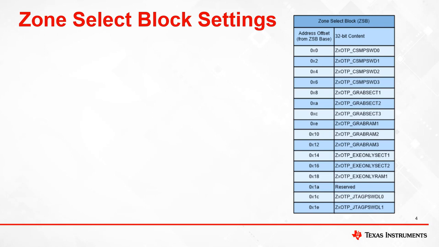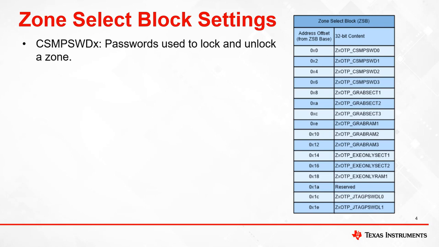This table contains the security settings in the zone select block. The most notable security settings in the zone select block are the CSM passwords. The CSM passwords are used to lock and unlock a zone. On device reset, all memory regions are inaccessible until the DCSM module is initialized by the boot ROM. During this process, the boot ROM will attempt to unlock both zones using the default passwords. When the CSM passwords are left unprogrammed, the boot ROM will unlock the zone using the default passwords and disable all security settings for that zone.